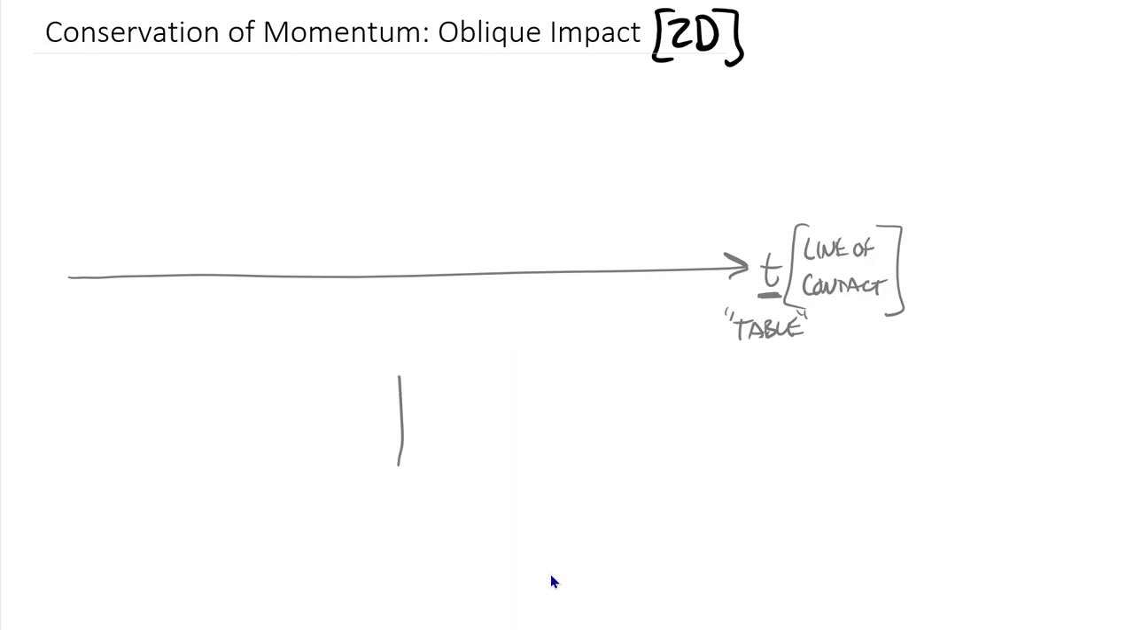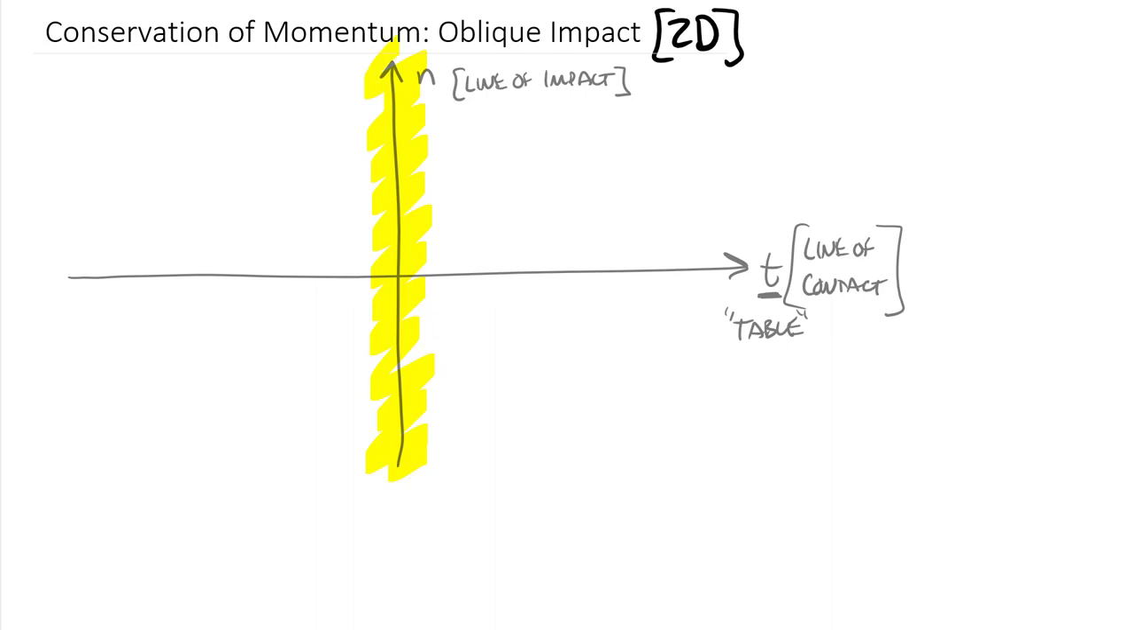Then we use a second dimension, which is perpendicular to that. Some books use X and Y, some books use tangent and normal, T and N, and I'm actually using the T and N format. This N direction we call the line of impact. If you recall from direct central impact, all of that impact was along this N line. So it's really the T that we're adding in. Everything else we learned about the N still holds true.